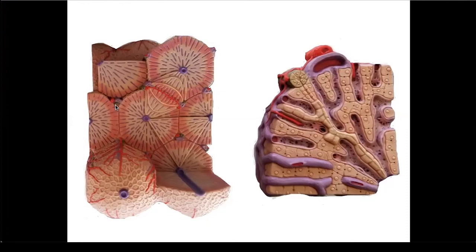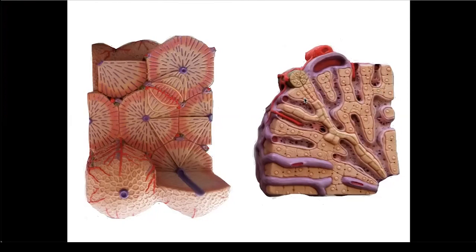The green one is going to be the bile duct. The blue one will be a hepatic portal venule. The red one will be the hepatic arteriole, a branch off of the hepatic artery. In the center of each lobule will be a central vein.